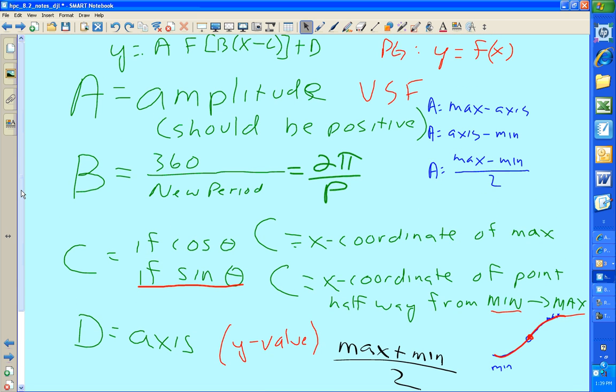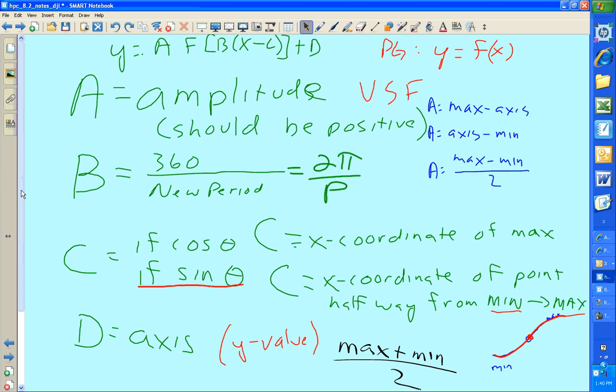I gave you 3 ways to find A up here. Max minus the axis value, axis minus the minimum value, or the go-to is usually max minus min over 2. Any of these 3 will work for A, and max plus min over 2 will get you D. The B value is 360 or 2 pi, whichever one you're dealing with, over the period of the graph. Now C is the twist.